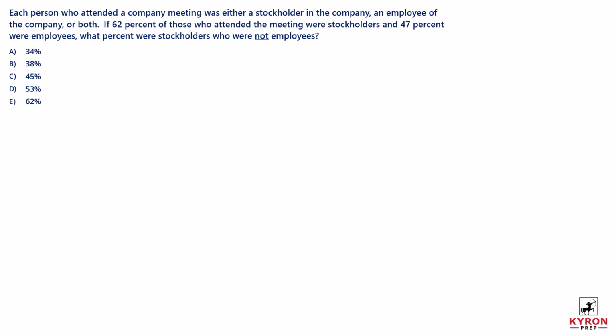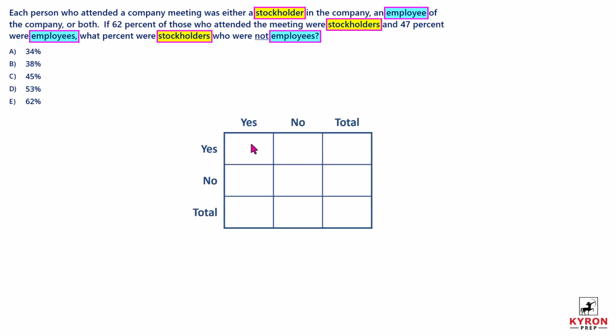Here's a relatively easy problem from the GMAT official guide. It starts by telling us each person who attended a company meeting was either a stockholder in the company, an employee of the company, or both. Already, with this emphasis on two overlapping categories, this looks like an overlapping sets problem. And this impression is confirmed when we look at the next sentence, which has the same emphasis on stockholders and employees. Since this is a problem with two overlapping sets, we need to make a contingency table.